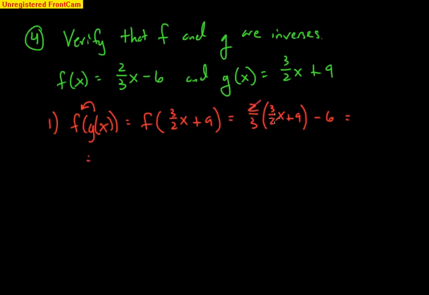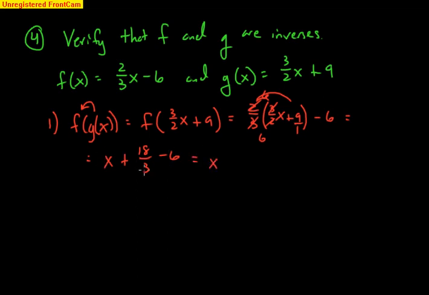Well, guess what 2/3 times 3/2 is? The 2's cancel, 3's cancel. It's just 1. If you want to multiply it across, you get 6 over 6, and 6 over 6 cancel. But now, you have to still distribute the 2/3 to the 9. Now put the 9 over 1. 2 times 9 is 18. 3 times 1 is 3. And then the minus 6 comes because it was outside the parentheses. So that's 2/3 times 9 is 18/3.